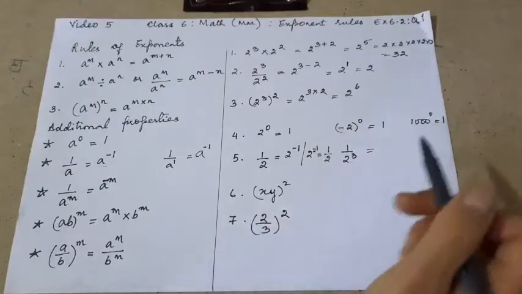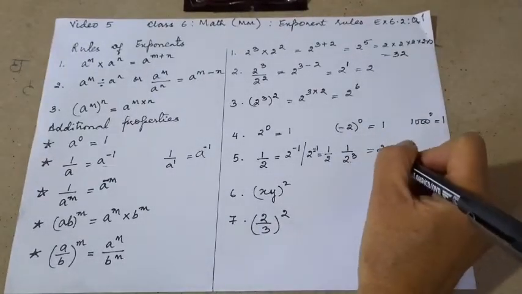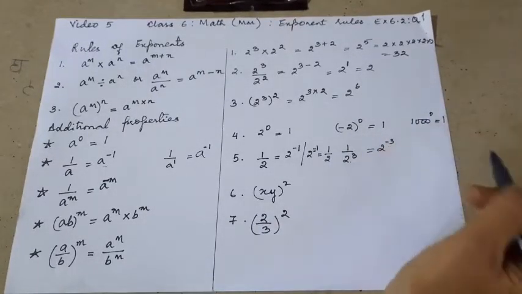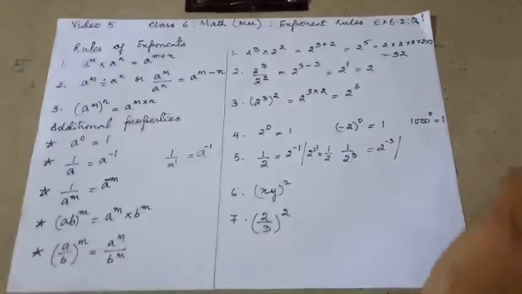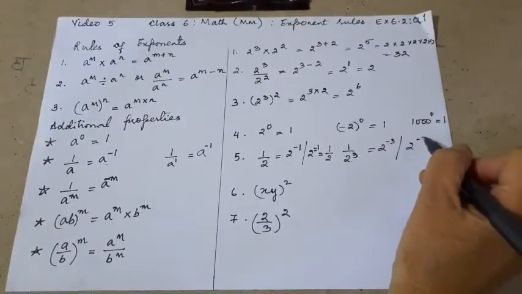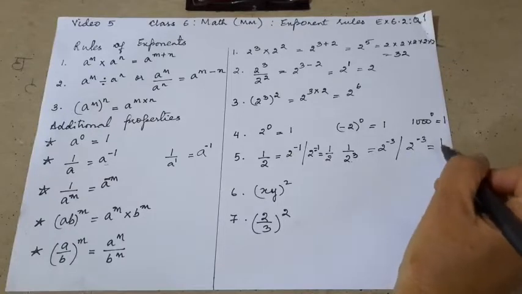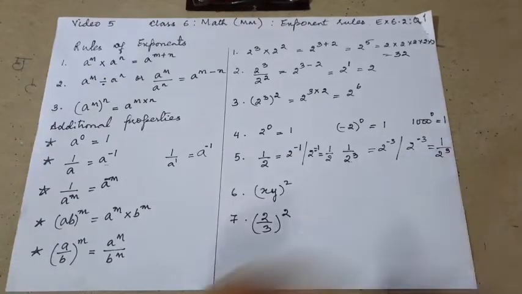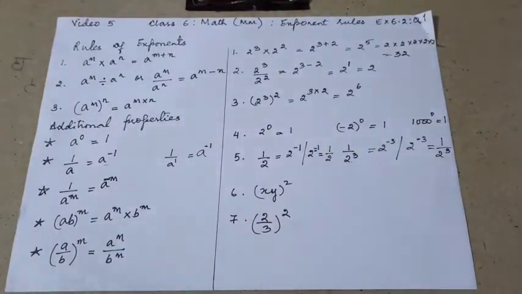1 by 2 to the power 3, the same thing I can write as 2 to the power minus 3. Or the opposite, 2 to the power minus 3 is 1 by 2 to the power 3. Now the next one.